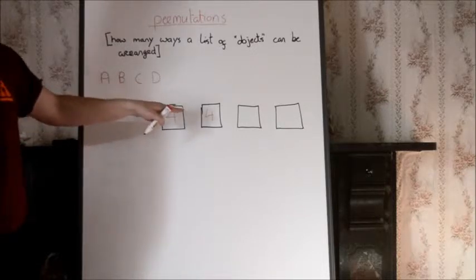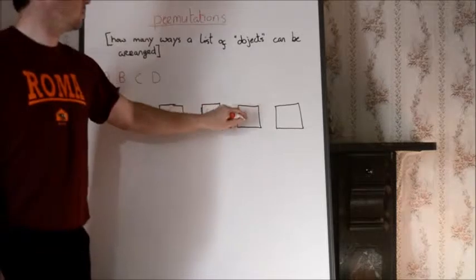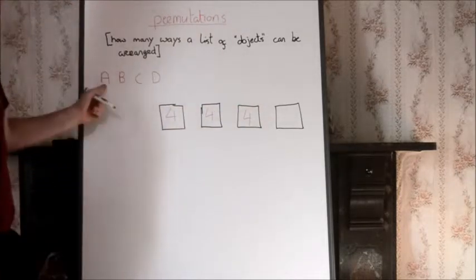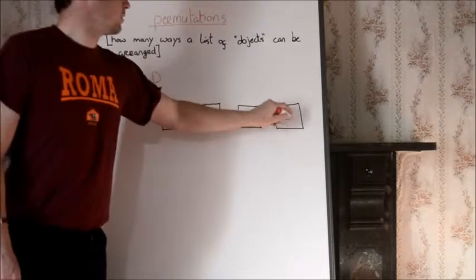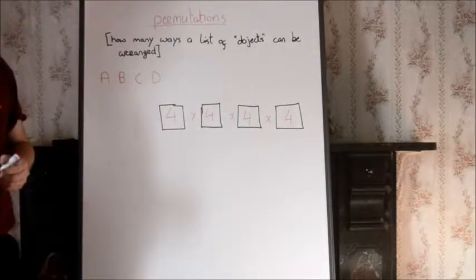How many different choices have I for my third letter? Again, A, B, C, and D. And my fourth, A, B, C, and D. And all I do is multiply my 4 boxes. Okay?